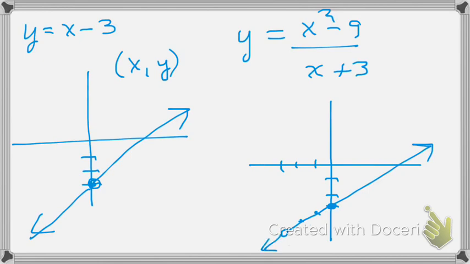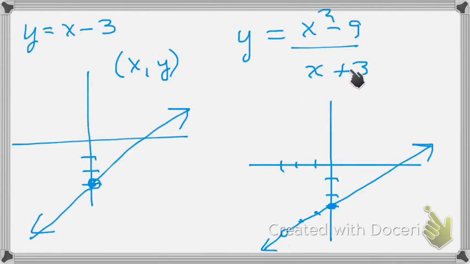So anywhere on -3, vertically, it's always going to be a hole. There's going to be a hole there, because anytime I plug a -3 in, my denominator comes out to be 0. Now, if I didn't have something up here that canceled with this, it would be an asymptote.